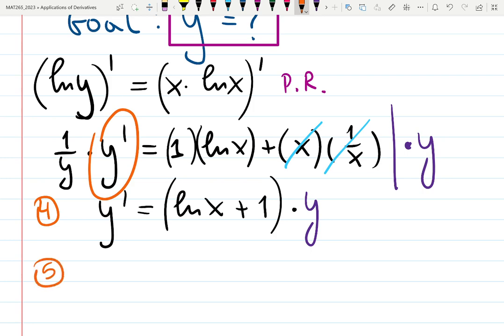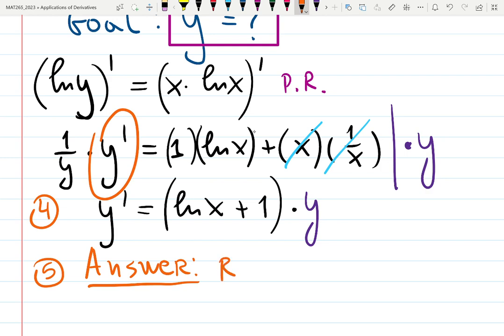What can be better in the answer? You just replace y with x to the x. Exactly. Let me repeat. We have y. It was given explicitly this time. So why not write it down?